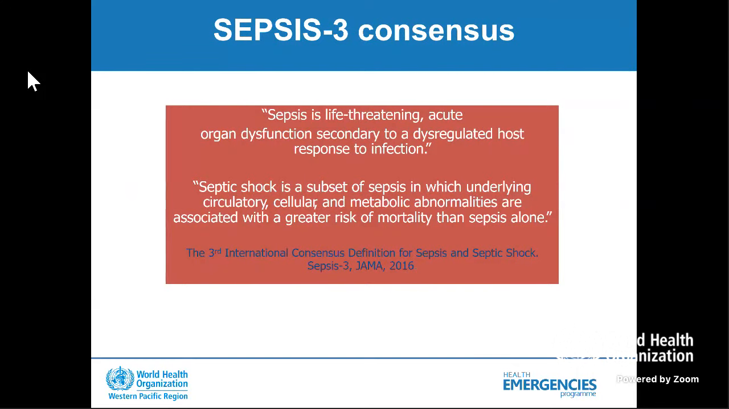So let's go back. What is the definition of sepsis and septic shock? We use what's called the consensus definition for both of these. The consensus definition of sepsis is a life-threatening acute organ dysfunction secondary to a dysregulated host response to infection. So sepsis is acute organ dysfunction. Septic shock is defined as a subset of sepsis in which underlying circulatory, cellular, and metabolic abnormalities are associated with a greater risk of mortality than sepsis alone. So septic shock is a subset of sepsis with higher mortality.